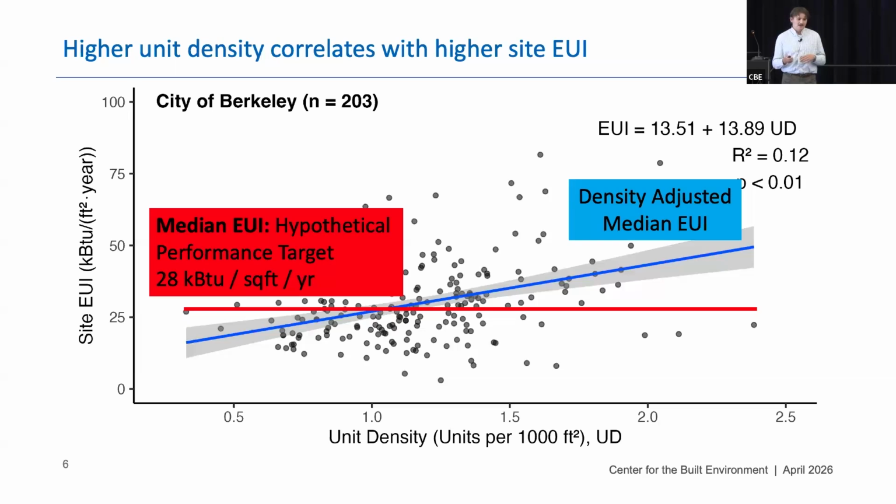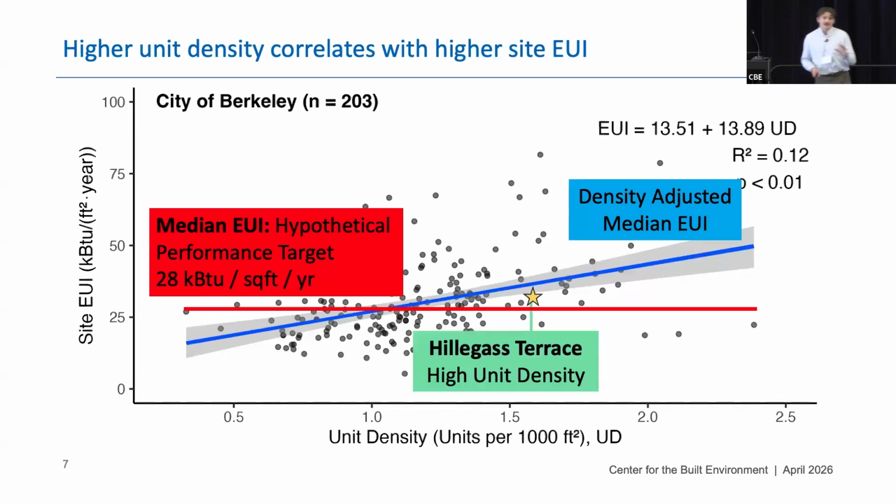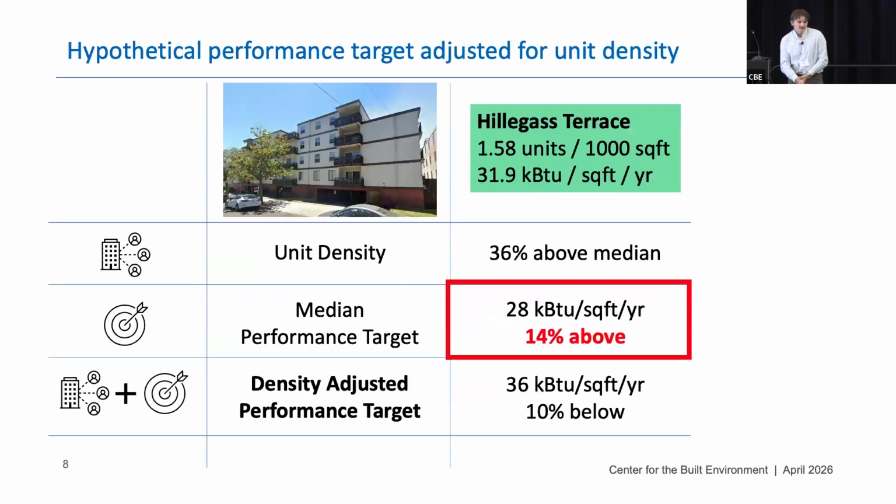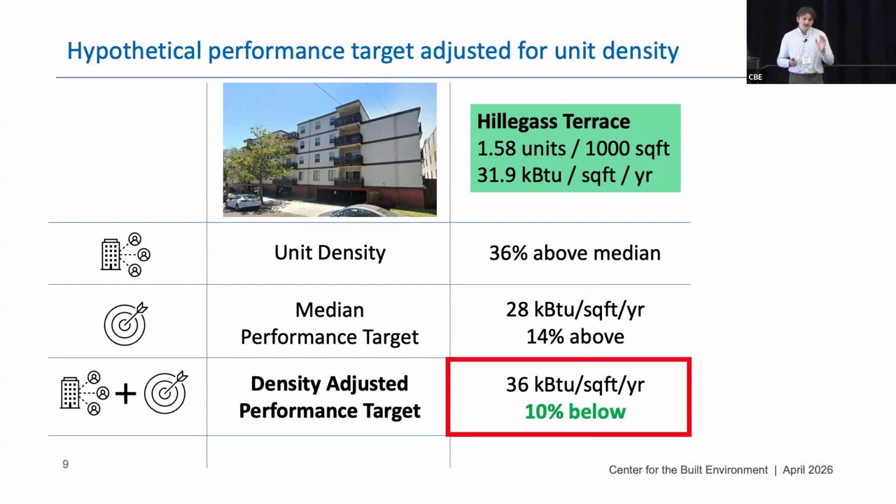To show you how these two scenarios would impact one building, I've highlighted Hillegas Terrace, specifically because it's an above-average unit density building that's not meeting that red line target. To put numbers to that, Hillegas Terrace is 36% above the median unit density in Berkeley, and they exceed that median performance target by 14%. Now, if you just take that blue line and make it a density-adjusted performance target, Hillegas Terrace falls 10% below it with just their benchmarking data. So that indicates that based on this regression analysis, Hillegas Terrace is a below-average energy user for their unit density.